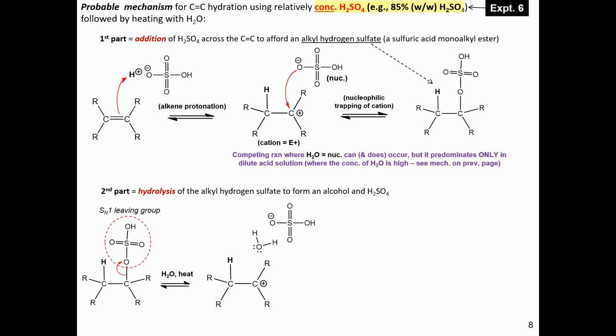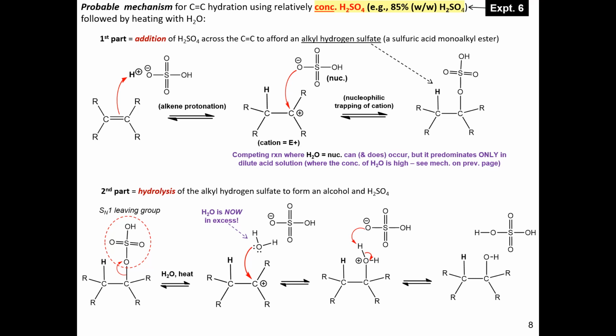A large volume of water is added, and HSO4-, which is a good leaving group, leaves to afford this cation upon CO bond cleavage. It's the same cation formed earlier, but now, since there's a relatively large amount of water present, instead of being trapped by the HSO4- anion as the nucleophile, it combines with water as the nucleophile to form a new CO bond. Removal of a proton from the positively charged oxygen affords an alcohol and sulfuric acid as products.